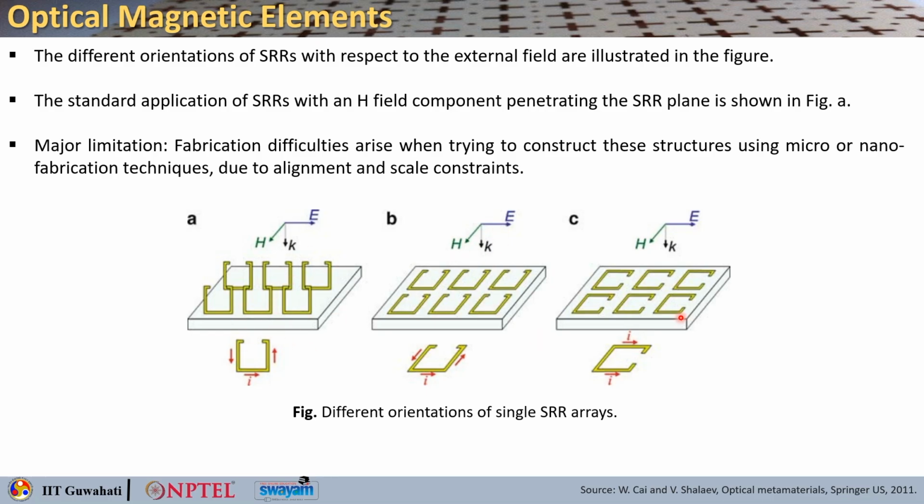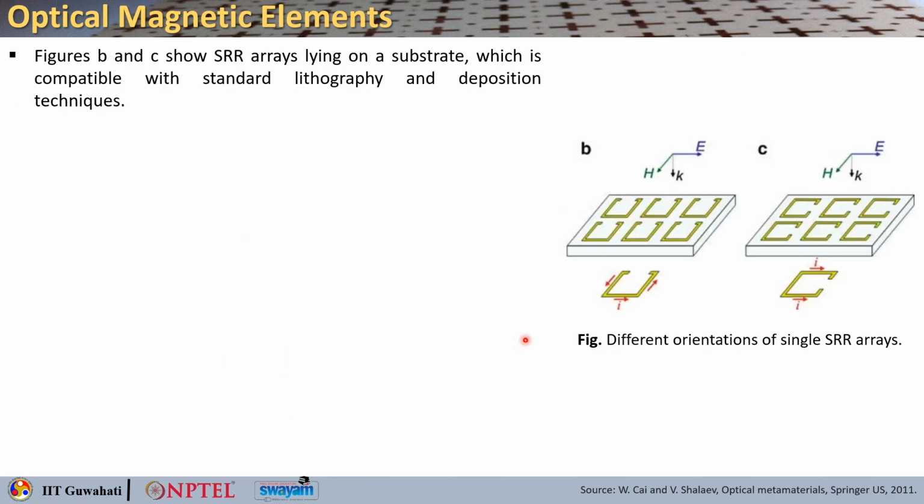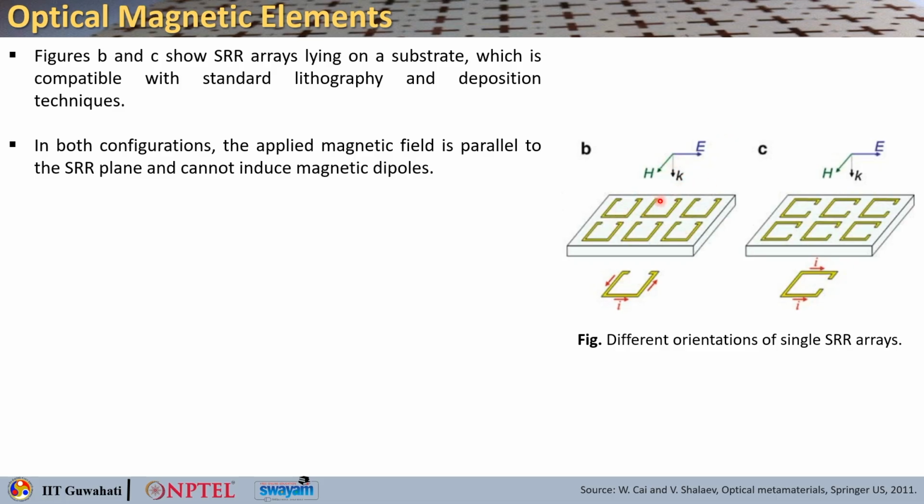There are two other configurations also possible, which I will discuss briefly. Here you can see in figures B and C, these are also SRR arrays. These are not sticking upwards from the substrate; rather they are lying on the substrate, and that is compatible with standard lithography and deposition techniques. In this configuration you have the electric field in this direction and the magnetic field in this direction.